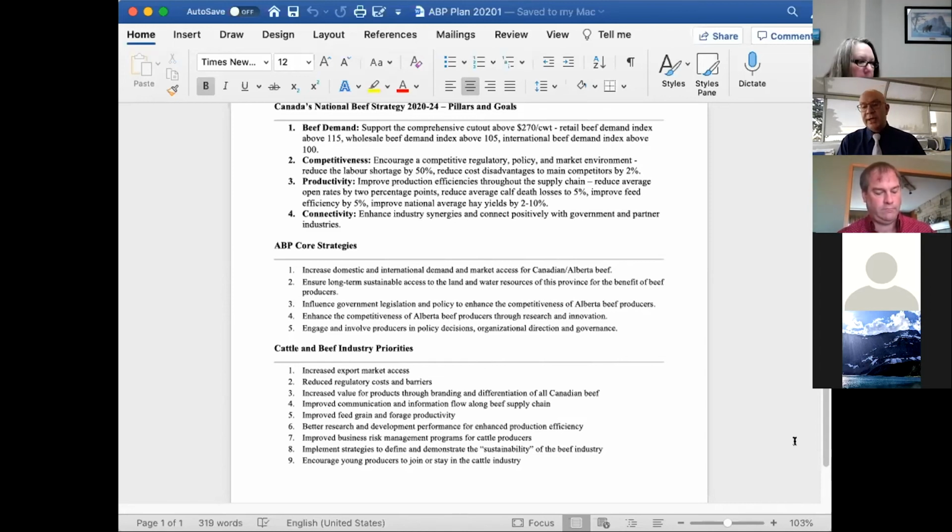During the COVID situation, ABP worked closely with CCA and other provincial organizations and provinces to develop responses and tools for the beef industry. ABP will consider how all or some of these pieces would be implemented in the event it is required again.